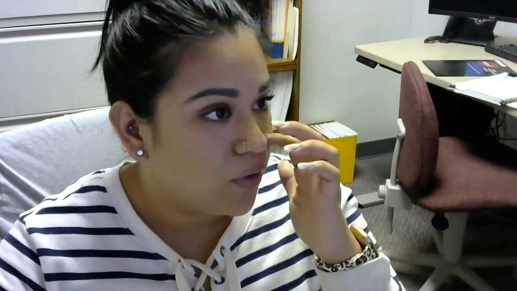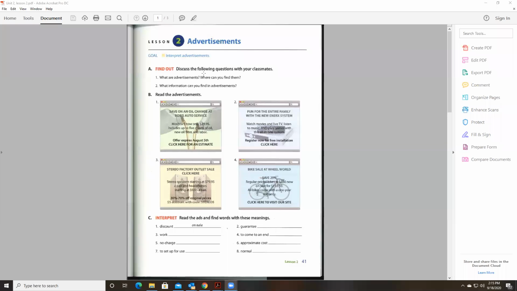Hello guys. Okay, now we are going to look at Unit 2, Lesson 2, which is called Advertisements. In this lesson we're going to focus on how to interpret advertisements. I'm going to go ahead and show you my screen. Here we go. Lesson 2 is called Advertisements. Our goal for today is to interpret advertisements. One of our first questions is, what is an advertisement, or what are advertisements?